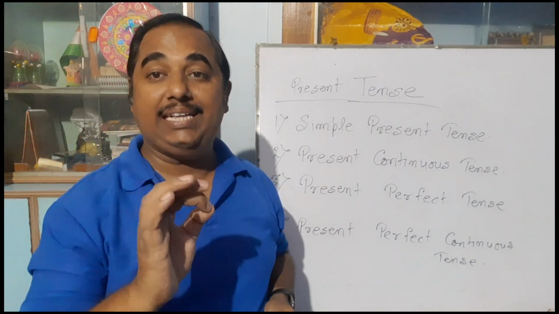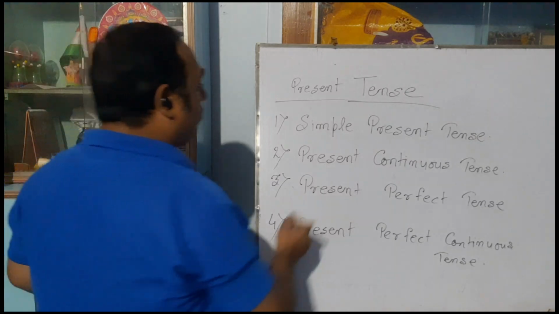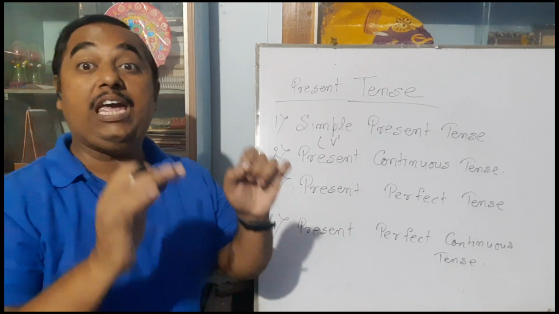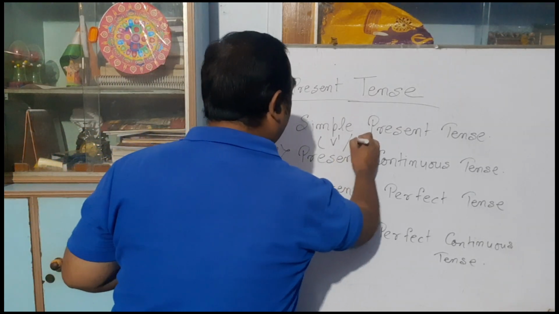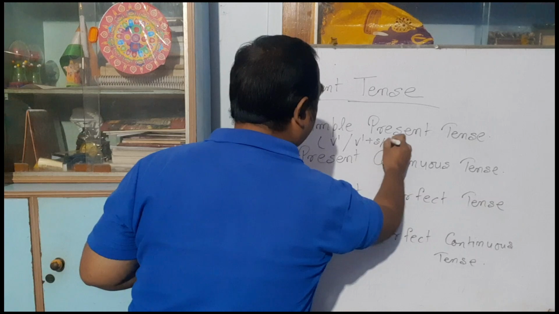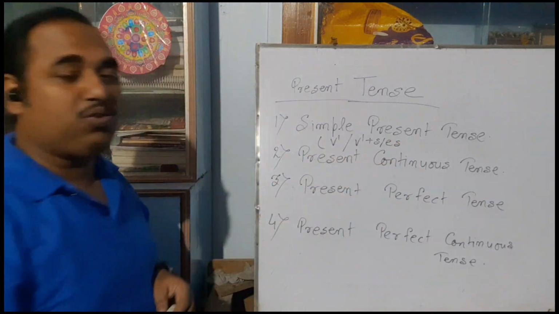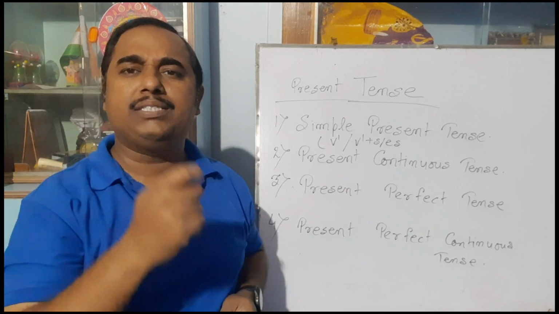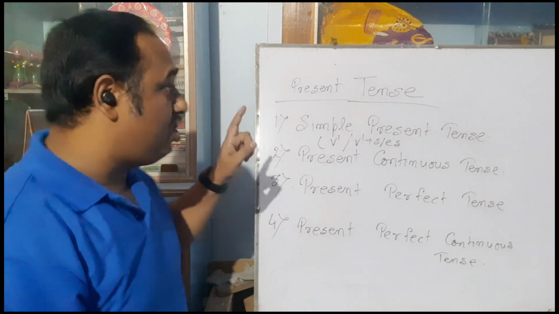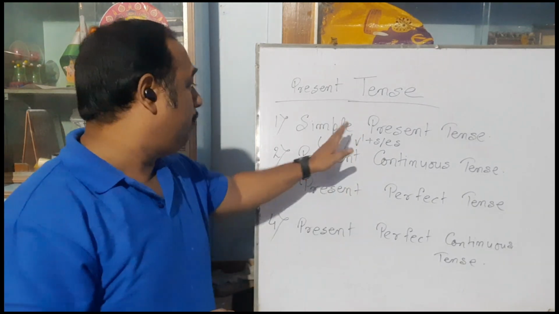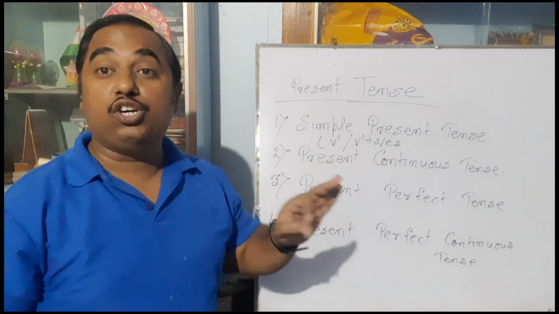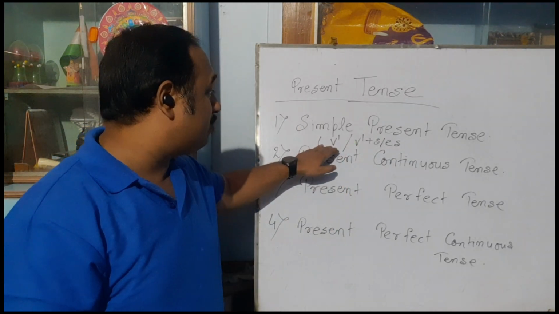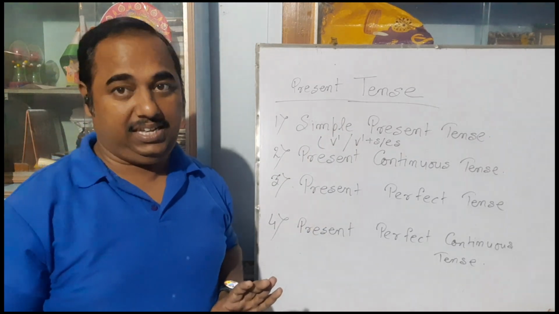So what's the first one? That's simple present tense. For simple present tense, you see V1, or V1 plus S or ES. If you see either of these two things, that will be simple present tense. But one thing more: there should not be any kind of helping verb before these V1 or V1 plus S or ES.